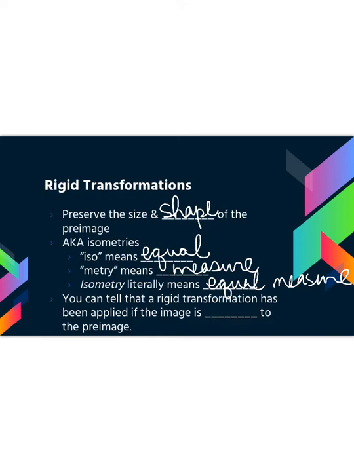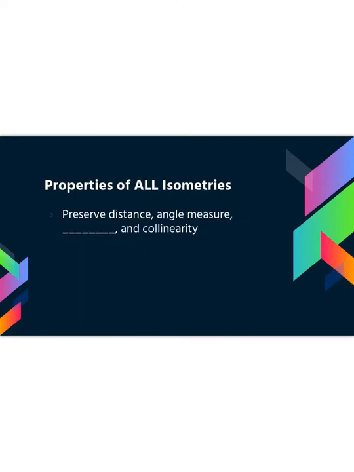You can tell that a rigid transformation has been applied if the image is congruent to the pre-image. The symbol we use for congruent, just as a by the way, is this symbol. There are several properties that all isometries share. Isometries all preserve distance, angle measure, betweenness, and collinearity.